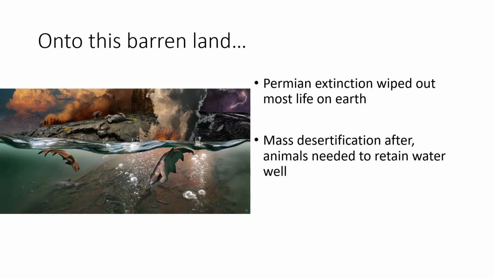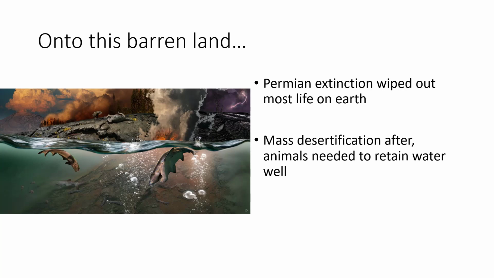The amphibians were doing quite well until everything went wrong. The end of the Permian was characterized by a mass extinction event. There was a lot of volcanic activity, gases in the air. 90% of life was wiped out. And this left a megacontinent, the supercontinent Pangaea.